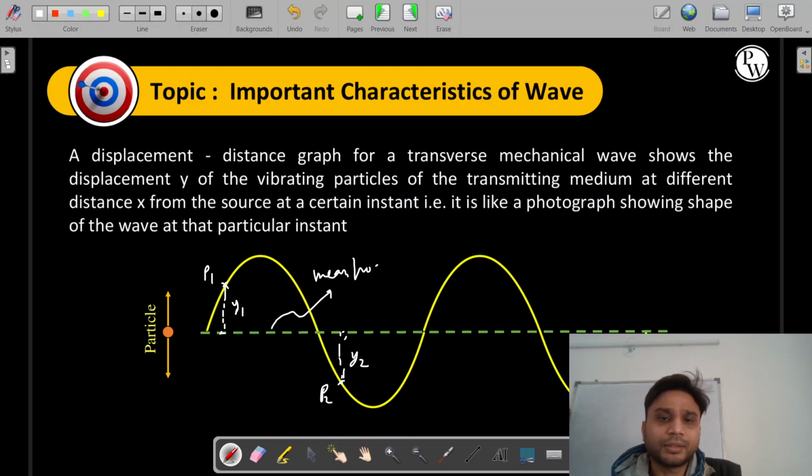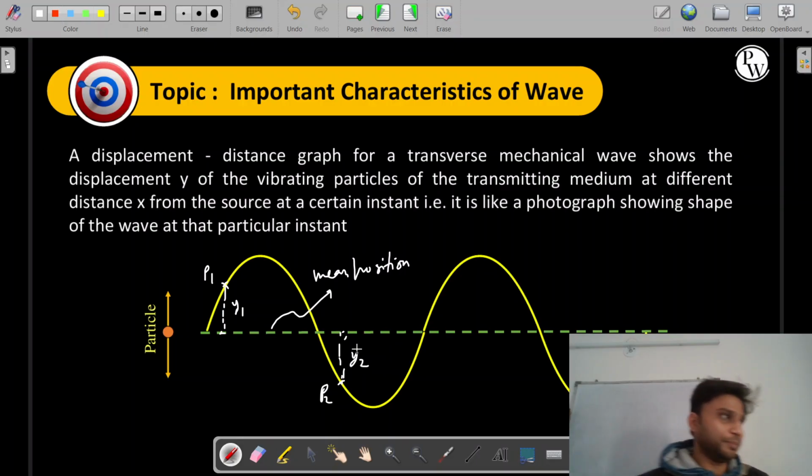So from this figure, we learn the concept of mean position. Mean position is the point about which the particles vibrate in transverse direction. And by transverse, I mean vertical direction. So they vibrate in such a way that it almost seems that the wave is traveling in forward direction. But what is actually happening is that particles are vibrating in some small phase difference with respect to each other.